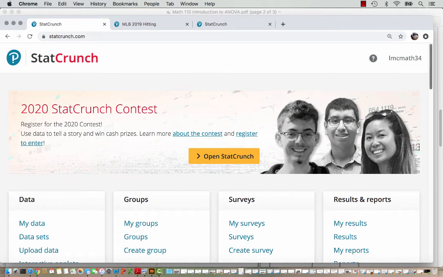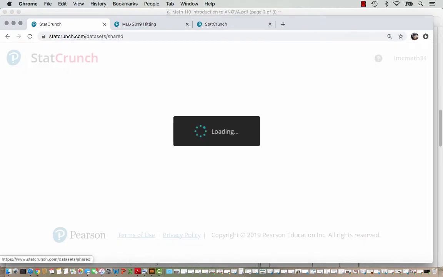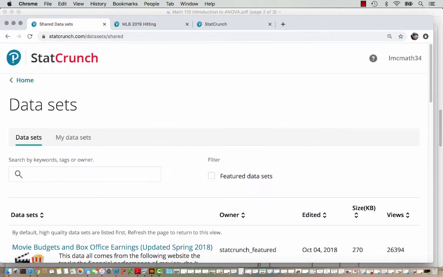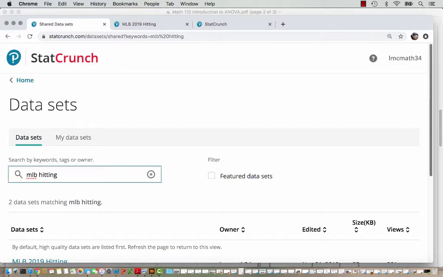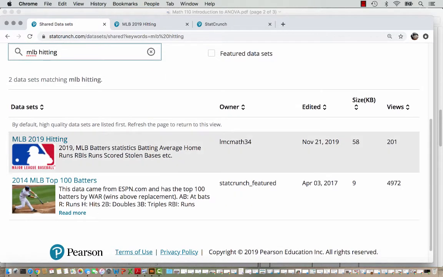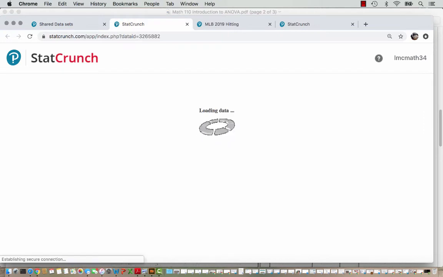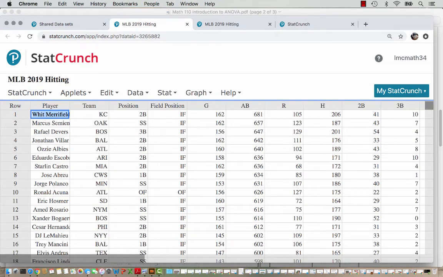So here in StatCrunch, we'll go down to data sets. And we'll type in MLB hitting here and see if our data file comes up. You can see I've got some older years in here, but we're going to look at the 2019 hitting. So I said my player is number 2. It's sorted by the at-bats. So we can see Whit Merrifield from Kansas City had the most at-bats. And then my favorite player, Marcus Semien from the Oakland Athletics, had the second most at-bats in 2019.